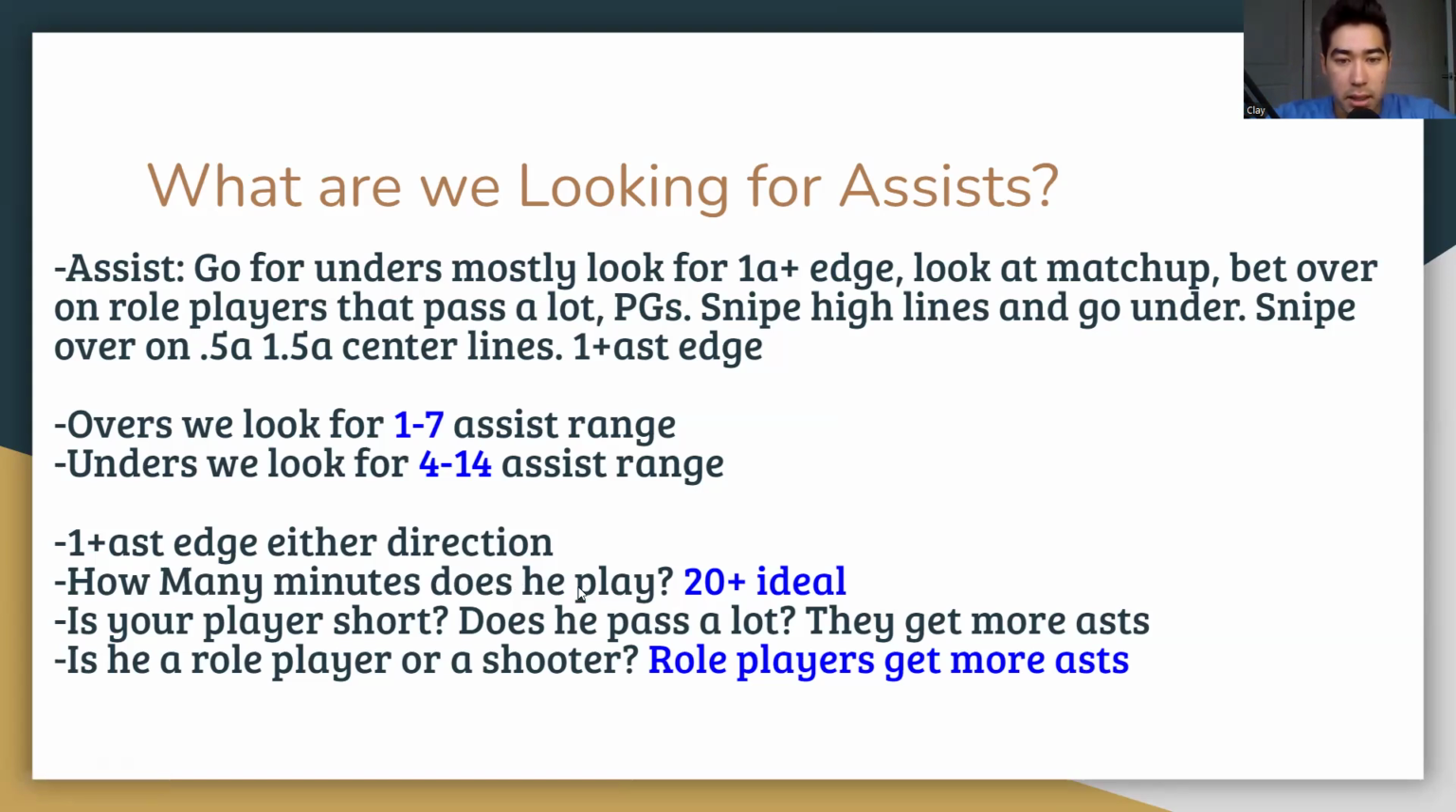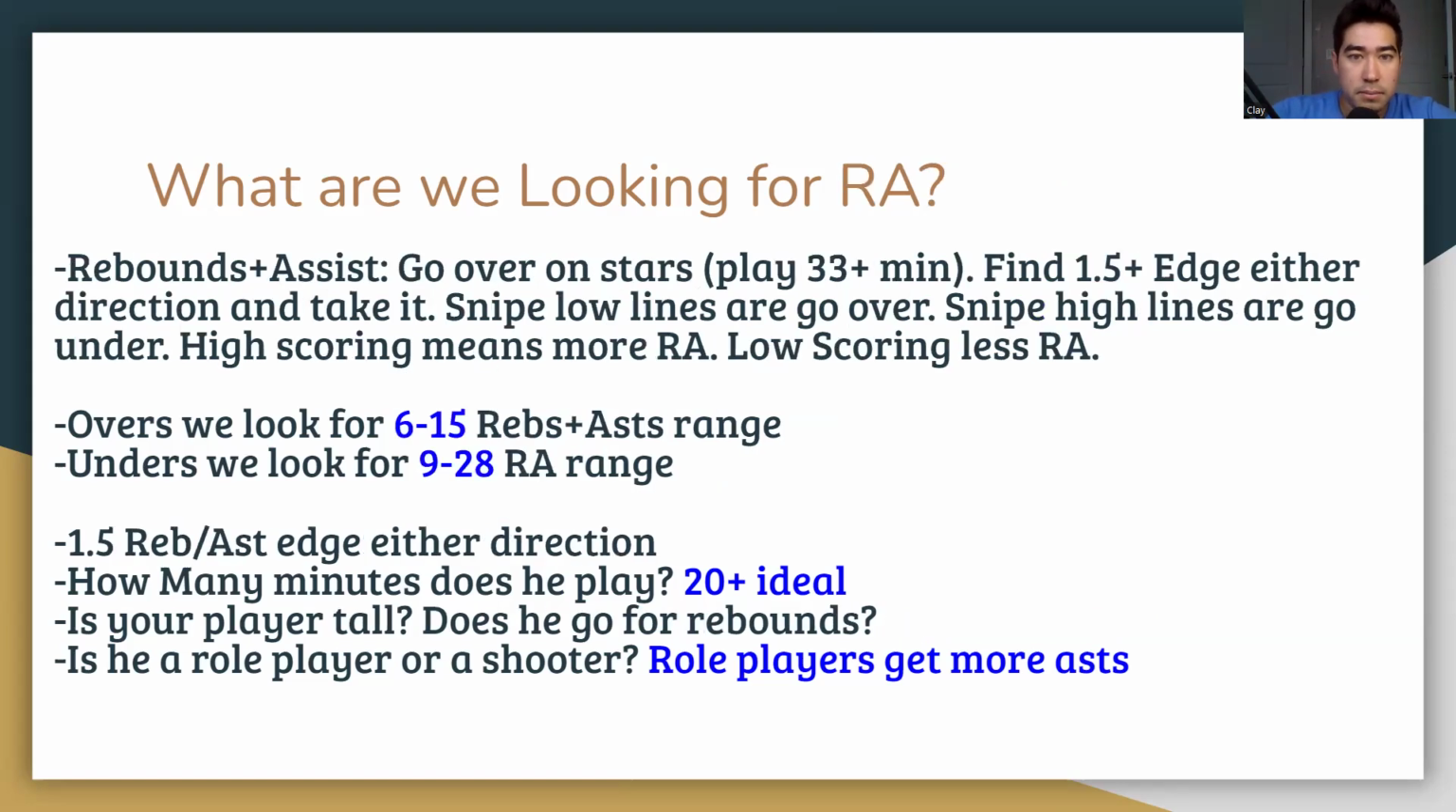How many minutes are they playing? If you're going over on them, you want them to play at least 20 minutes. Is your player short? Does he pass a lot? These people get more assists. Is he bringing the ball up the court? These players get more assists. Is he a role player or a shooter? Role players get more assists. Stuff like that. So what are we looking for with the RA?